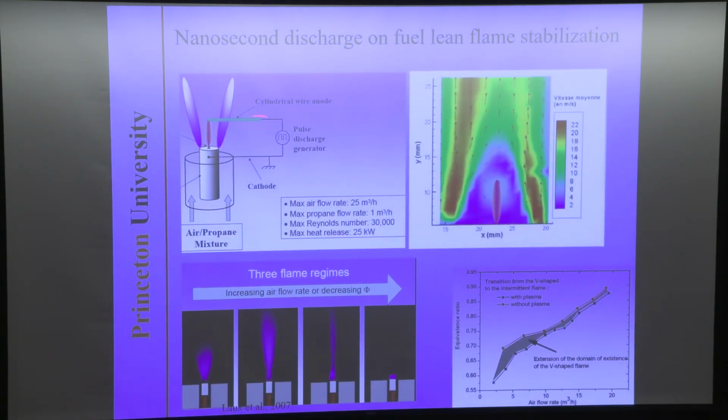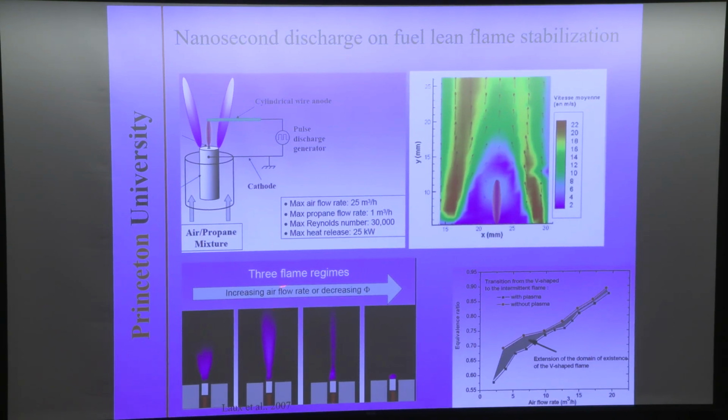So, they studied nanosecond discharge on fueling combustion. This is at the electrode, and this is another electrode, and they generate a plasma here, and they flow this air-propane mixture, and they measure the flow velocity.